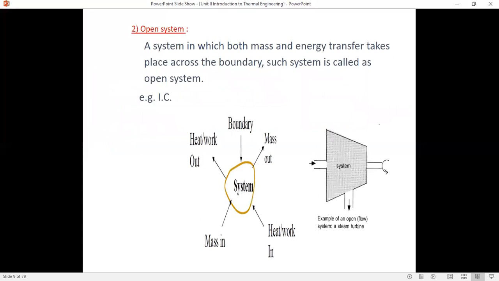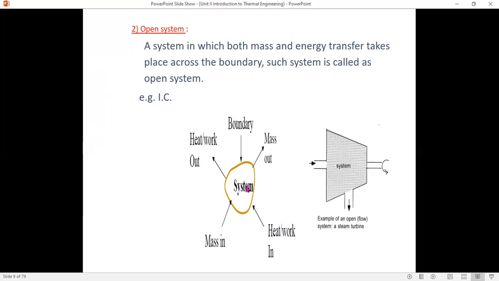And coming to the open system, it is a system in which both mass and energy transfer take place across the boundary. Such a system is called an open system. An example is the IC engine, which is nothing but an internal combustion engine. We see here, this is the system, this is the boundary, and these are its surroundings. So here, both mass and energy transfer take place.